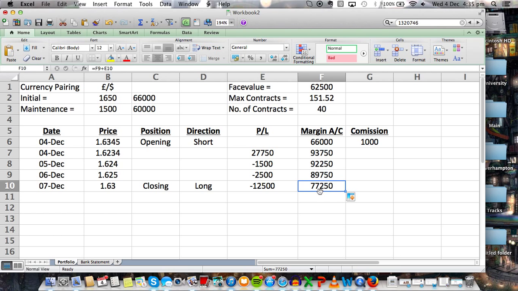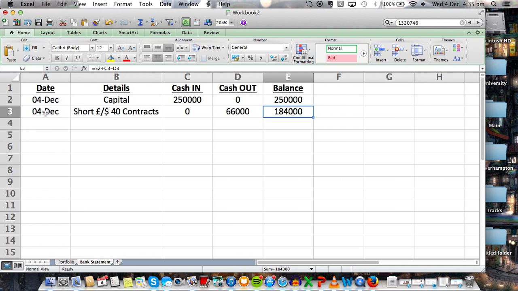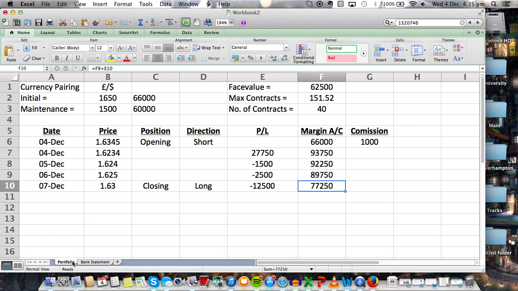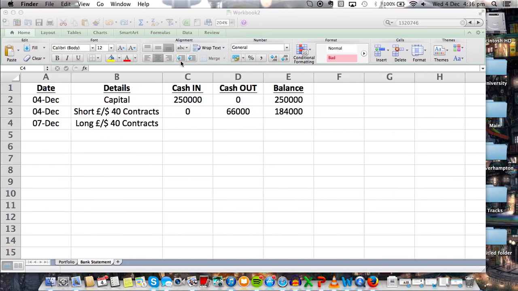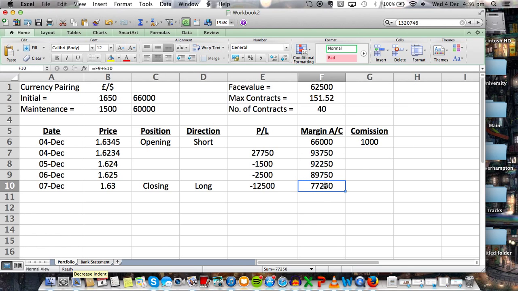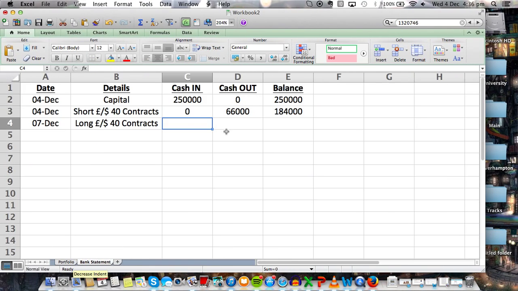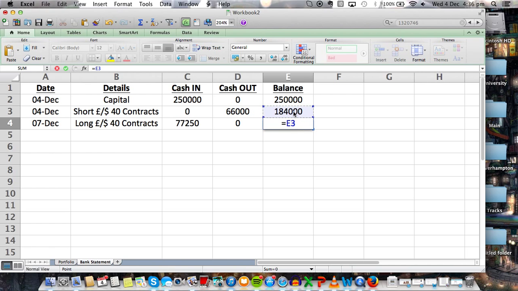So now that we've closed our account, we can then transfer whatever's in our margin account back into the bank statement. So this is 7th of December, so 07. Okay, closing. Long, dollar pound, 40 contracts. So in which case you're transferring this 77,250 back into your bank statement. No cash out because you haven't paid anything. Equals this plus this minus this. Okay.